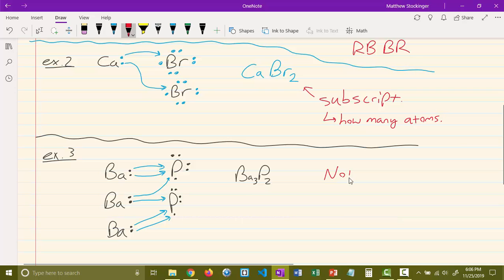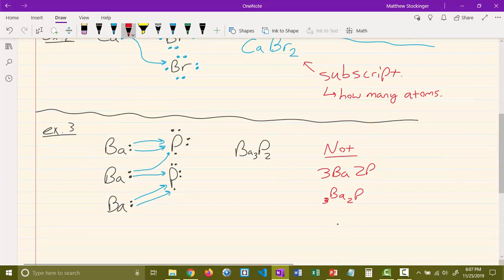Okay, more examples of what not to do with these formulas. Don't start using coefficients. Don't put the subscripts in front. Subscripts go after. Again, don't do them backwards. Don't do P2Ba3. That's no good. There are lots of examples of wrong ways to do it, but this is what you need. Okay, I probably shouldn't circle that in red.